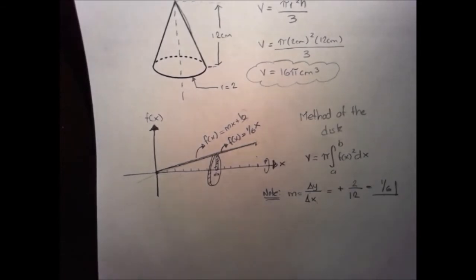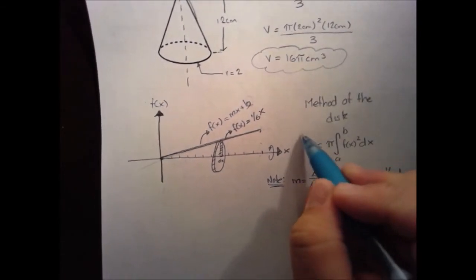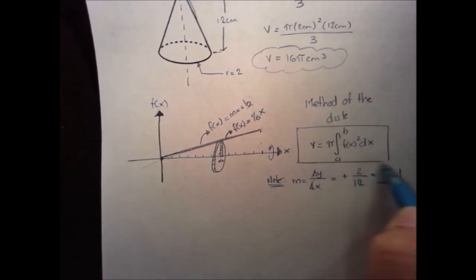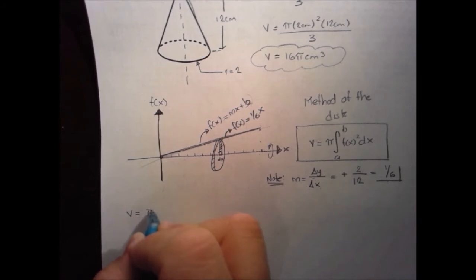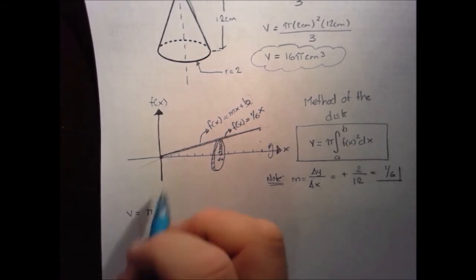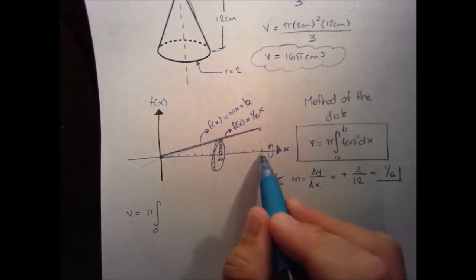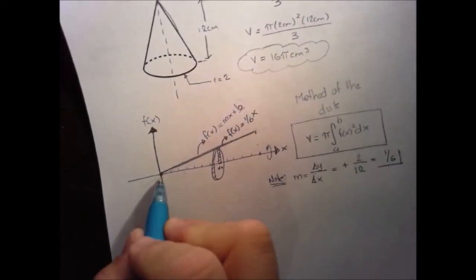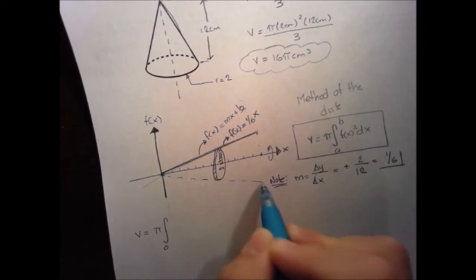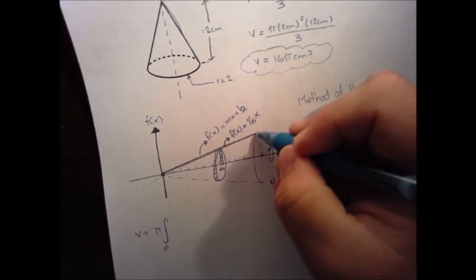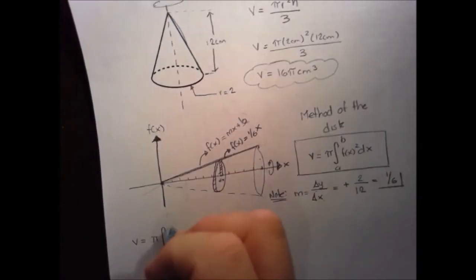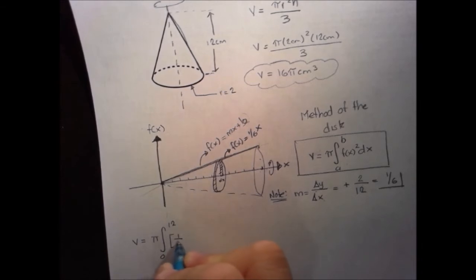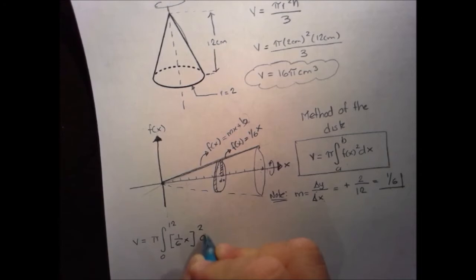Okay, well, I have everything to start to work with the formula of the method of the disk. I'm going to say the volume is equal to pi times the integral. Let's make over here the solid of revolution. We're going to start on 0, we're going to finish on 12, of the function. What is the function? The function is 1/6 of x squared dx.